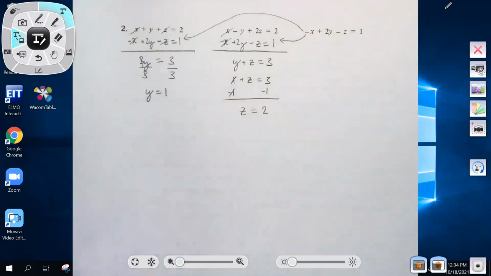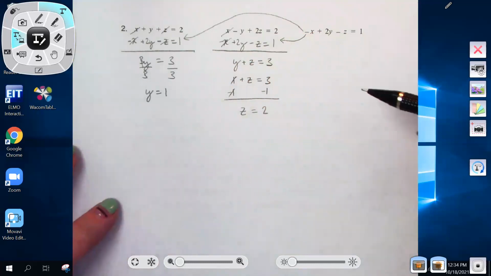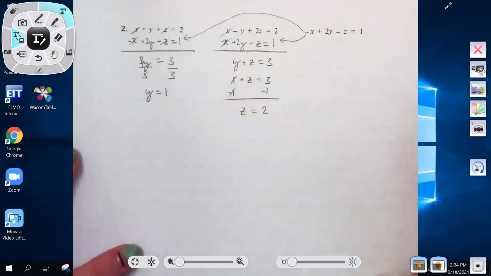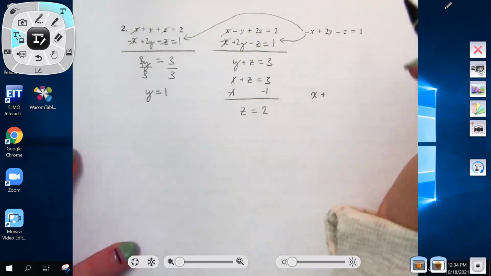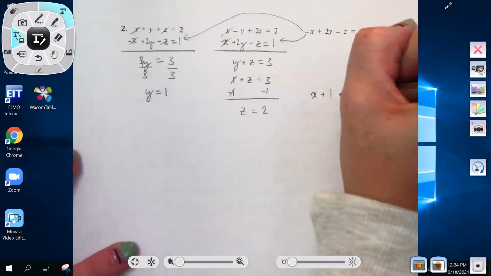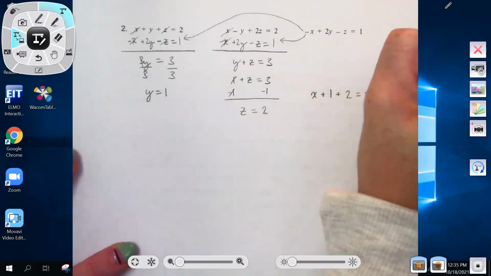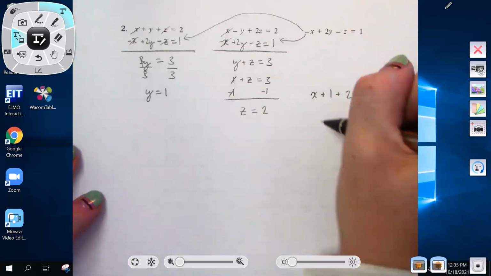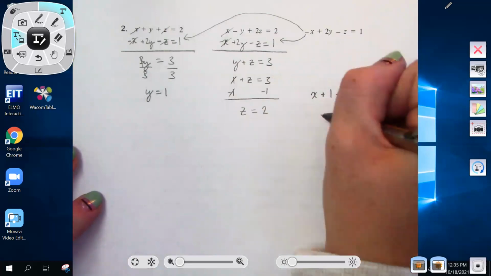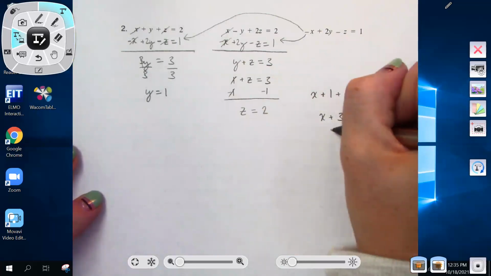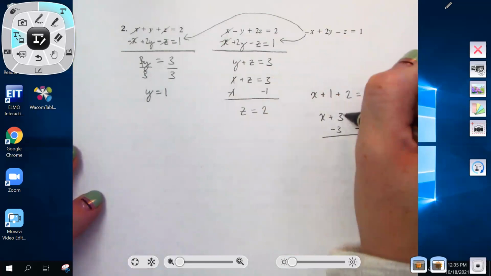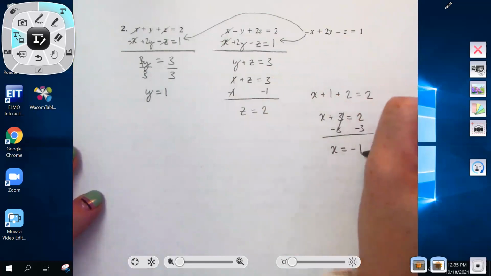That's why I put a line through my z's. So now that we have 2 values, we can go back to the original equations to be able to get x. X plus y is 1, plus z is 2, equals 2. Subtract 3 from both sides. X equals -1.